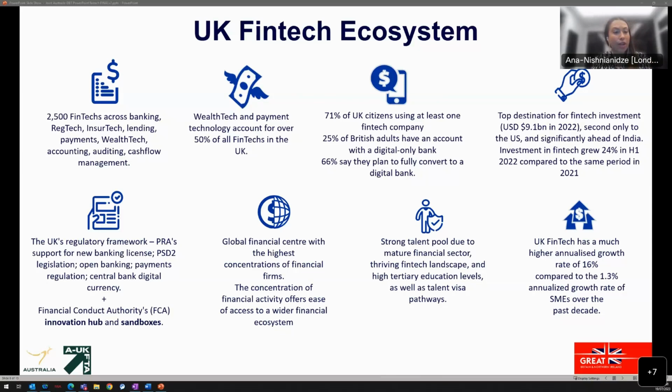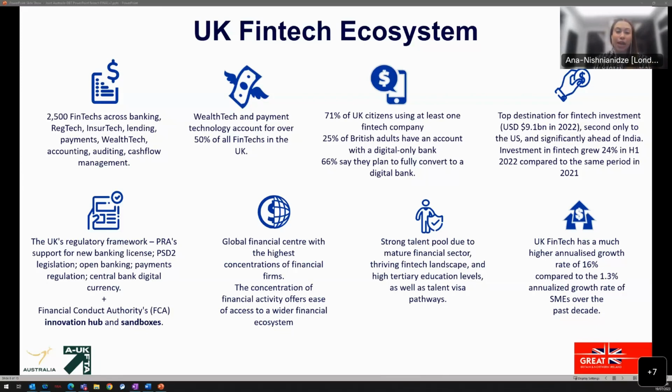The Financial Conduct Authority in the UK, equivalent to ASIC in Australia, also runs a number of sandboxes that offer companies the opportunity to innovate and test their products, and they also offer an innovation hub pathway to businesses. So a very, very attractive environment from a regulatory perspective.